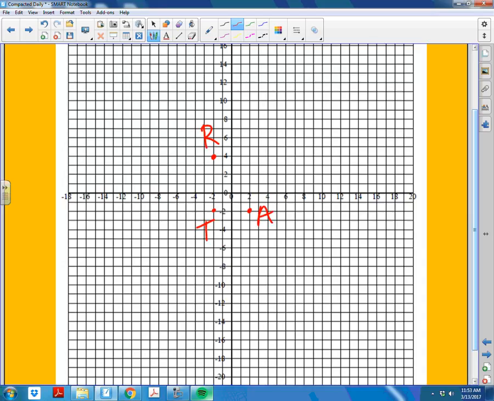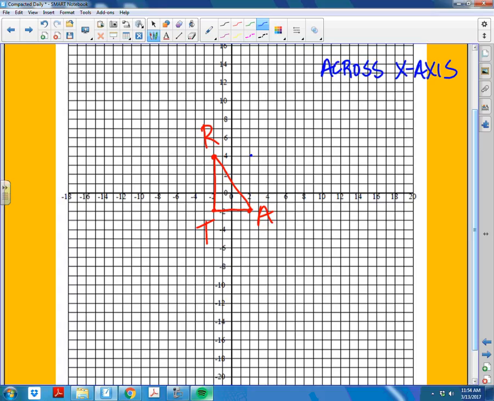R-A-T. And I said, I would like to reflect this across the x-axis. I want to reflect this across the x-axis. Where would the A land? Where would the A land, Bennett? Give me the ordered pair.